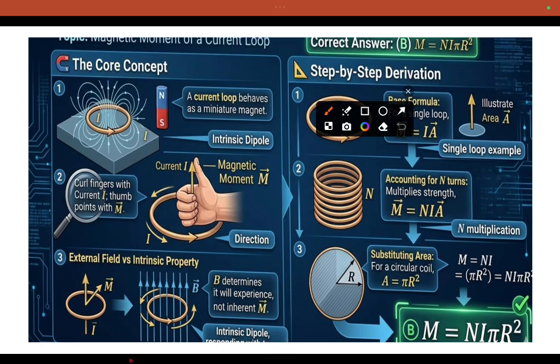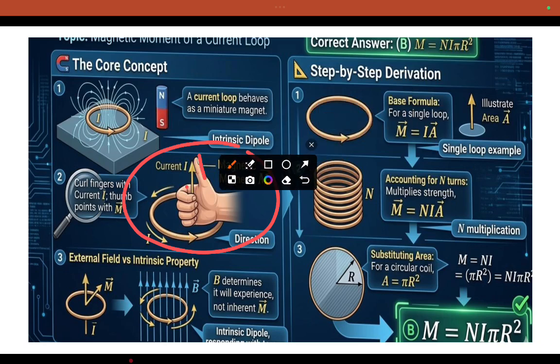Here, by the right hand thumb rule, the thumb indicates the current and the curled fingers indicate the magnetic field, so the direction is clockwise. The external field B determines the torque experienced, not the intrinsic moment. M is the intrinsic dipole property. The formula is M equal to N i A, where A is pi r squared, so M equals N i pi r squared.